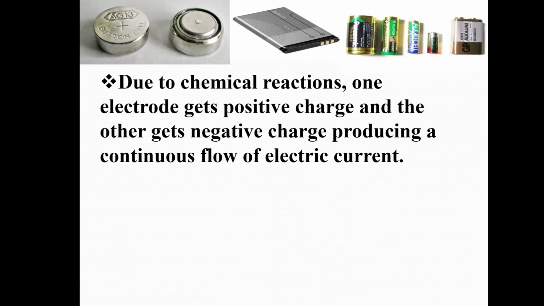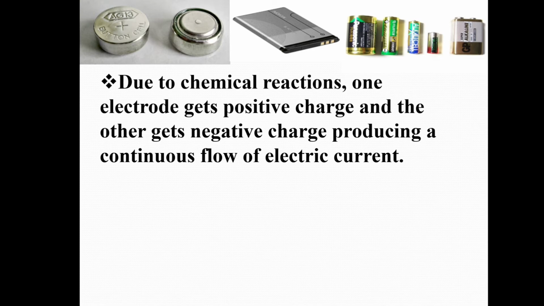Due to chemical reactions, one electrode gets positive charge and the other gets negative charge, producing a continuous flow of electric current. So, what is a cell? A cell is the device which converts chemical energy into electrical energy. When the chemical reactions happen, one electrode will get positive charge and the other electrode will get negative charge. Due to this chemical reaction, the positive charge and negative charge produce a continuous flow of electric current.